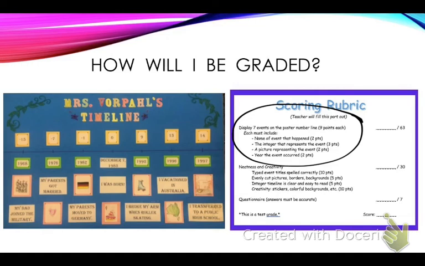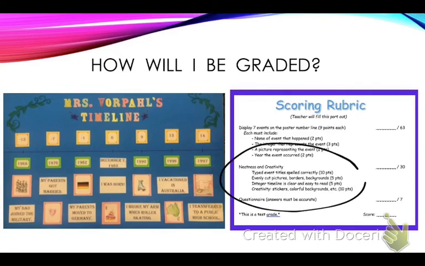Next, you need to have the year that the event occurred, all right? This occurred in 1968, so make sure you've got that. Each section, so this right here alone is worth 9 points, and I'm going to be looking at that because there are 7. There's going to be a total of 63 points on that section. The next thing I want you to look at is neatness and creativity. Each of your events have to be typed, okay?